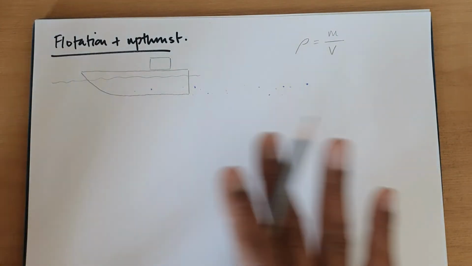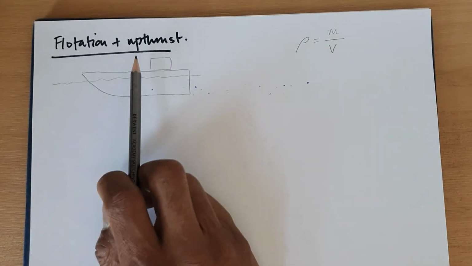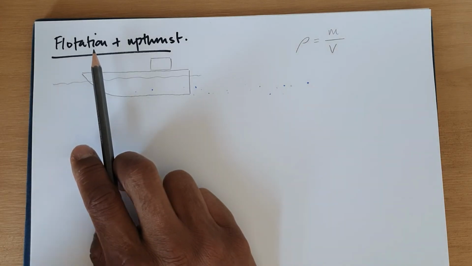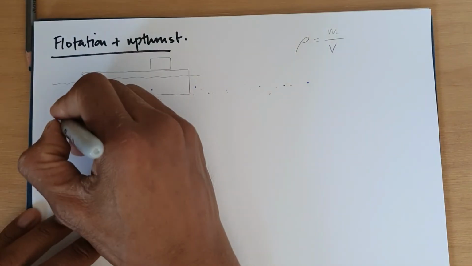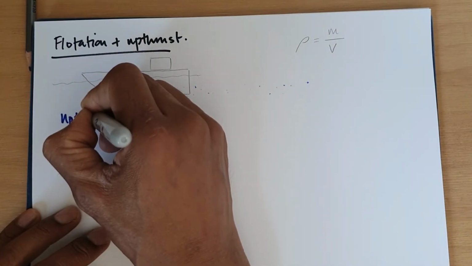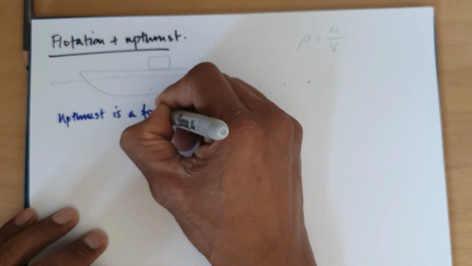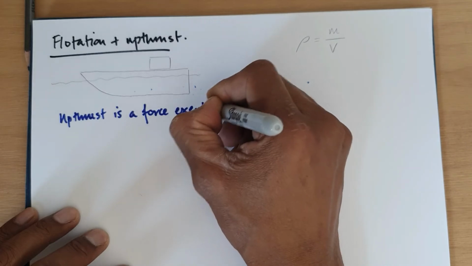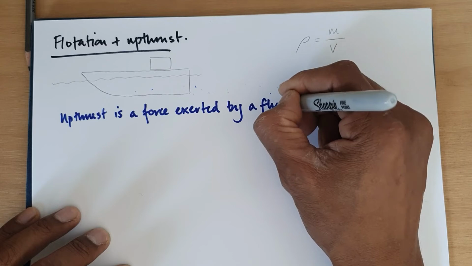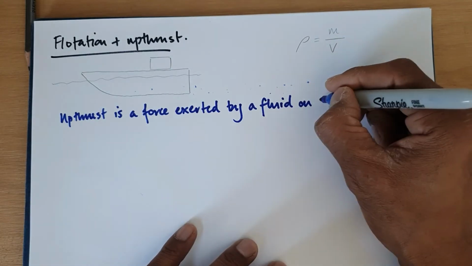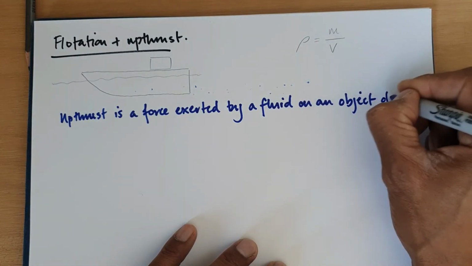Okay, now that basic principle, the idea of displacing a liquid, is key to understanding the idea of flotation and upthrust. So upthrust is a force exerted by a fluid on an object, displacing it.